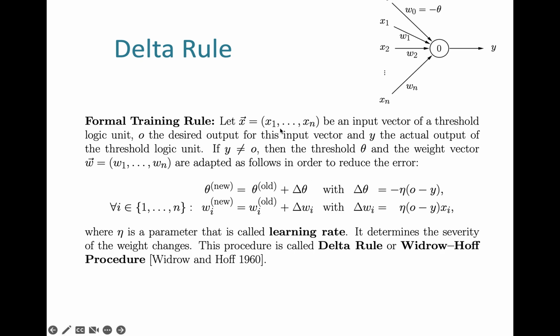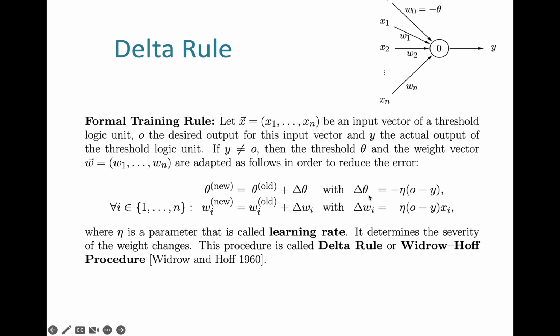What I have just said, you have here as the formal definition, but it's exactly the same thing. So you have an input x1 to xn, you have a desired output O, and then y is your actual output. You pass the data through the single neuron, and if y is different than O, then we reevaluate these values. The threshold and the weights are adapted so that the next time we pass the data again, we try to minimize that error. The new threshold is going to be the old threshold plus a change, and the new weights are going to be the old weights plus a change.